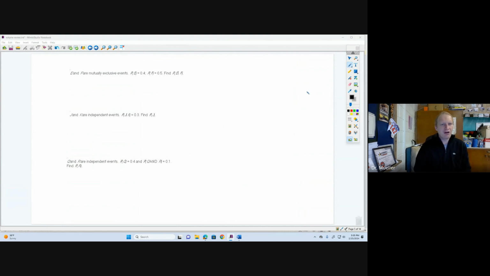So it says E and F are mutually exclusive events. We have to look for the keywords when we're doing these. So we have mutually exclusive, and it says the probability of E is equal to 0.4, the probability of F is equal to 0.5. Find the probability of E given F. So what does mutually exclusive mean? That means that both events cannot happen at the same time.